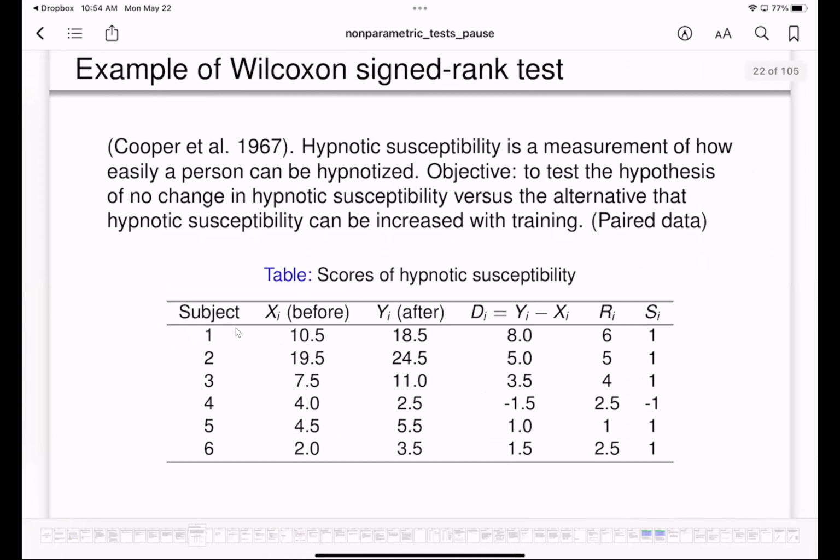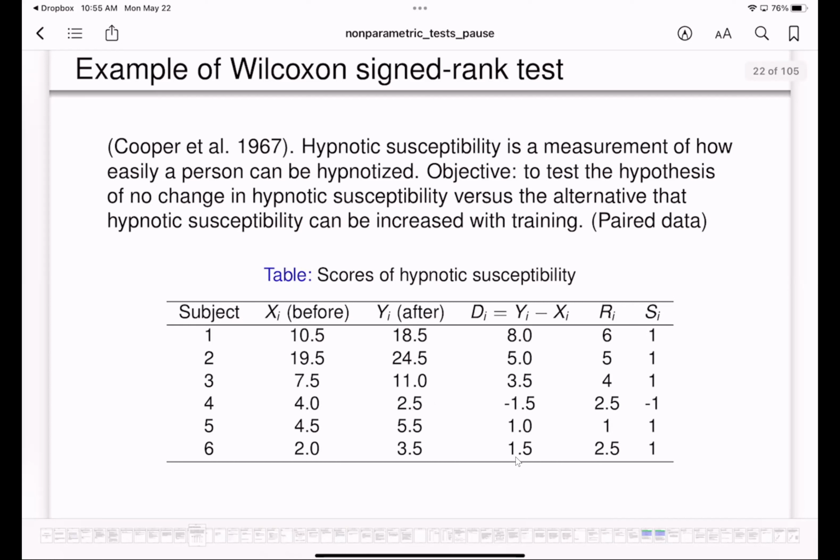In this table, for subject 1, before training, the susceptibility score is 10.5, and after training is 18.5. Similarly, for subject 2, we have an observed score of 19.45 before training and 24.5 after training, and so on. We would like to see whether the training increased the hypnotic susceptibility. So to do the Wilcoxon signed rank test, we'll first compute the difference of all of those, after training minus before training.